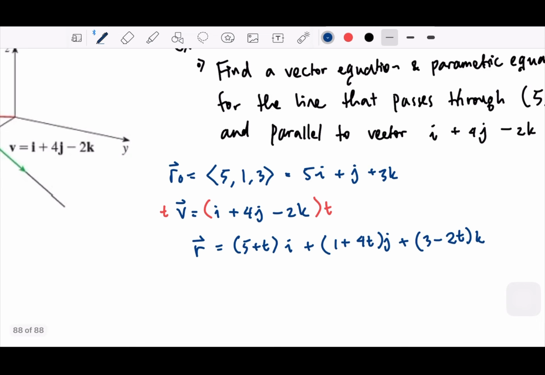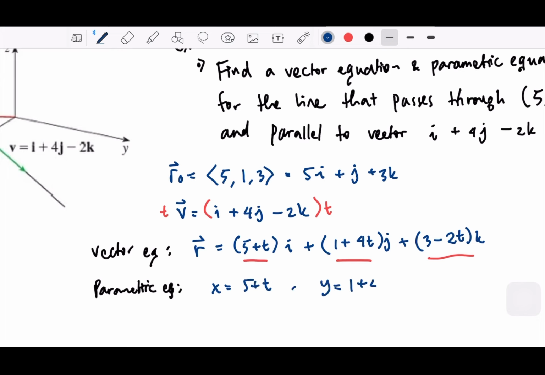Now we are looking at each component here. So this is the vector equation, R. And for the parametric equations, x equals 5 plus t, y equals 1 plus 4t, and z equals 3 minus 2t.